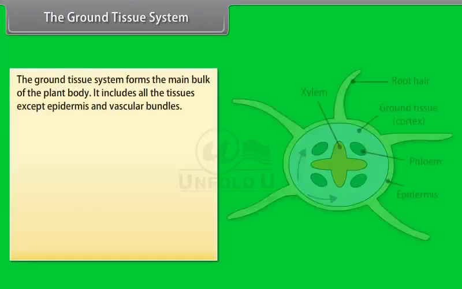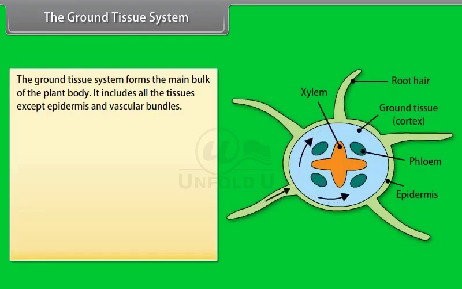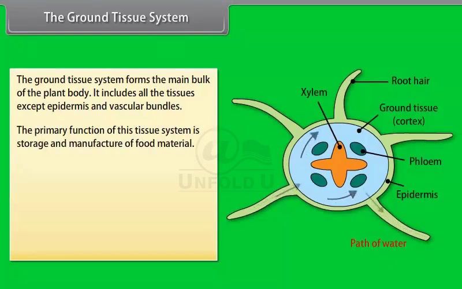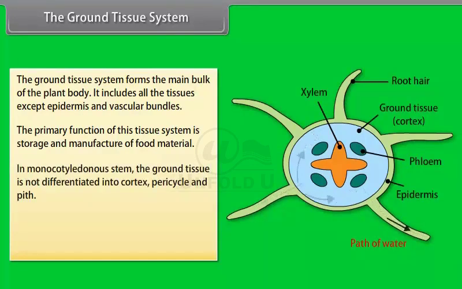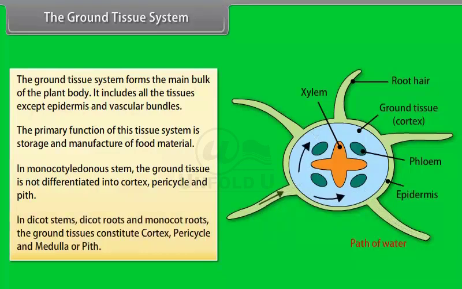The ground tissue system. The ground tissue system forms the main bulk of the plant body. It includes all the tissues except epidermis and vascular bundles. The primary function of this tissue system is storage and manufacture of food material. In monocotyledonous stems, the ground tissue is not differentiated into cortex, pericycle and pith. In dicot stems, dicot roots and monocot roots, the ground tissue constitutes cortex, pericycle and medulla or pith.